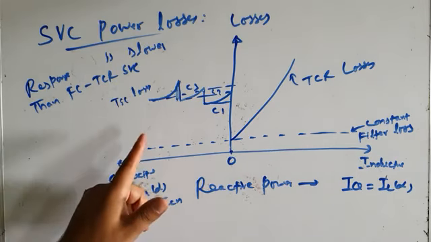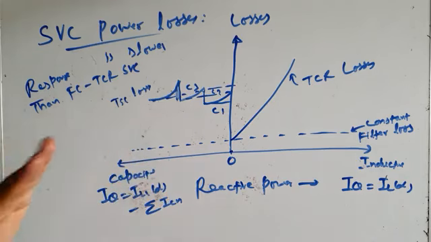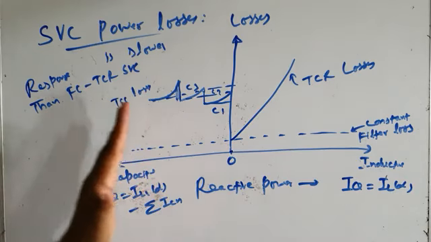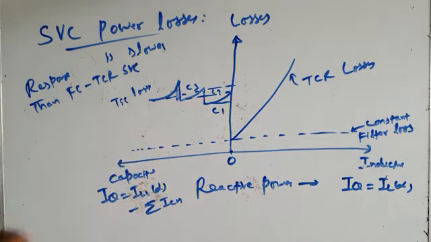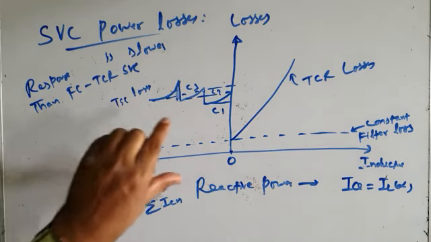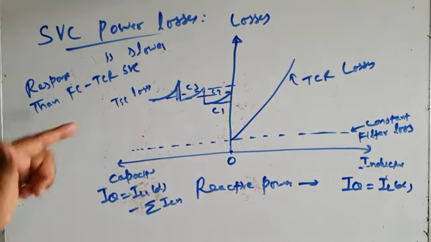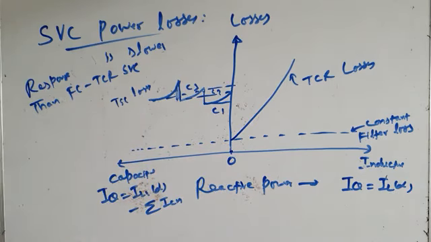And if you remember, I have told you while discussing TSC that when a TSC branch is turned off, in order to turn it on again, we have to wait for 1 cycle. So there is a delay of 1 cycle. So that's why TSC, TCR, SVC is slightly slower in response as compared to FC, TCR, SVC.